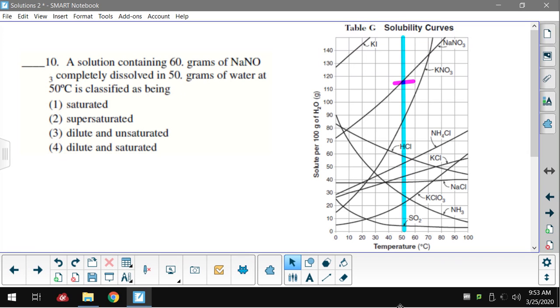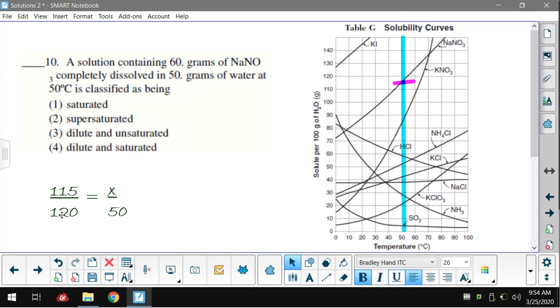So you're going to do a little ratio here. Now, no, that's not right. This should be 100, not 120. So let me back up. Sorry about that. So in 100 grams of water, we can get 115. So right here it says in 100 grams of water, I can get 115 grams of NaNO3 completely dissolved right there, 115. The question is asking, well, how much can you get in 50 grams of water? Well, it's just a simple ratio. 115 in the 100, say it was X in the 50, figure out what that number is.